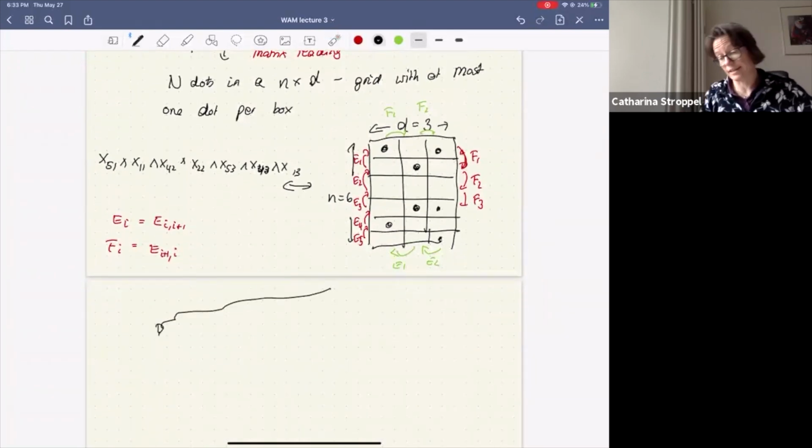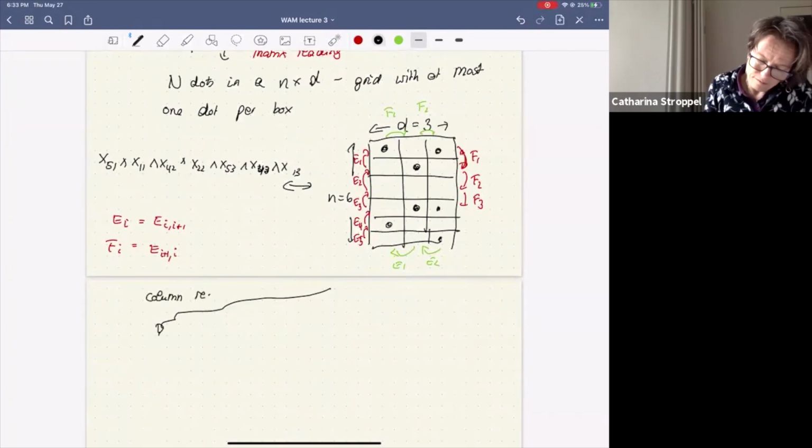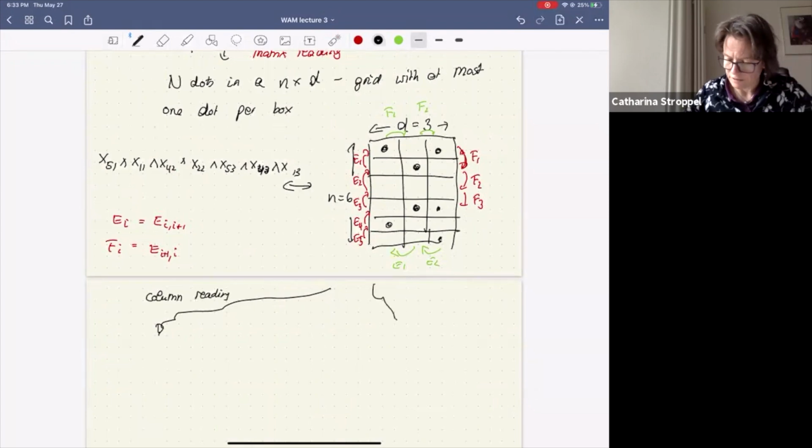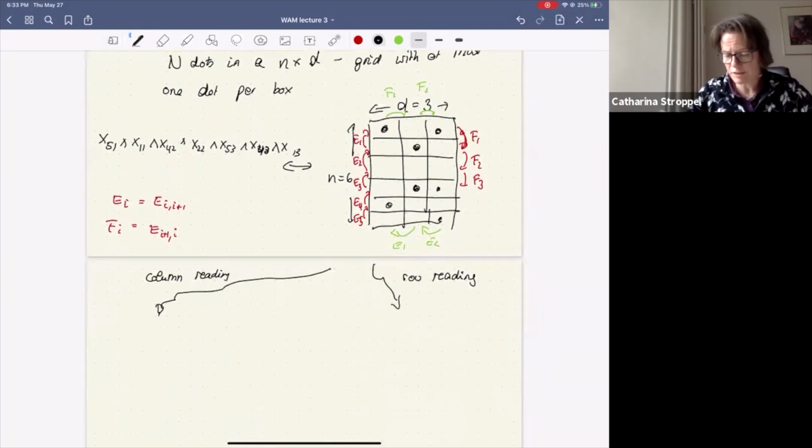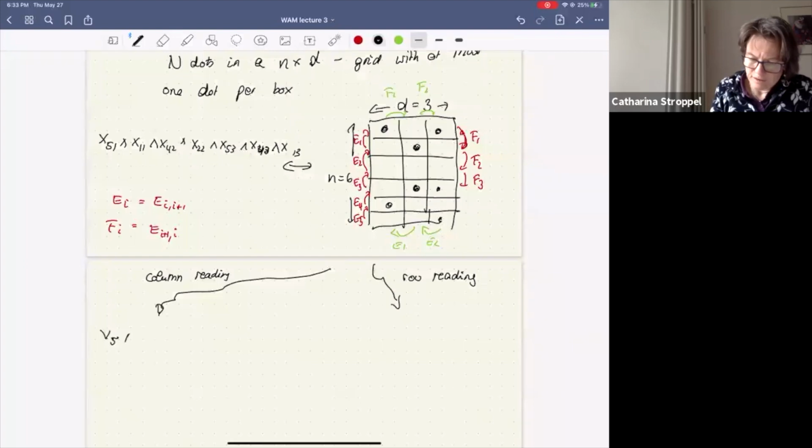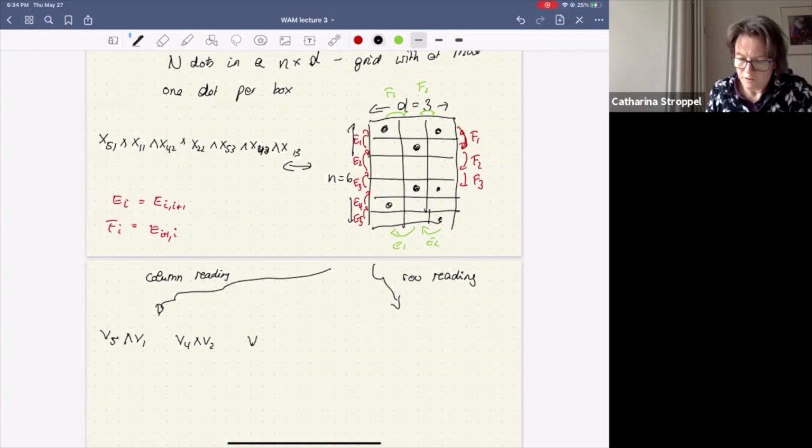Namely, I can read this diagram in a different way. I can make a column reading, or I can make a row reading. So I first read the first column. So in the first column, I have some entry in the fifth line, and I have an entry in the first line. That's the first column. The second column, I have something in the fourth line and in the second line. And the last column, I have something at the bottom, which is, I think, 6, and then 4, and then 1.